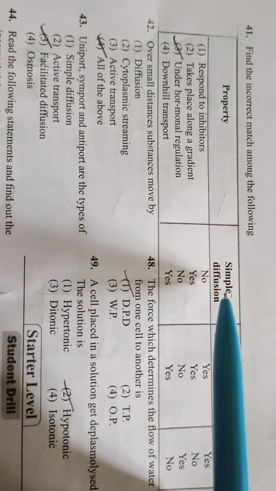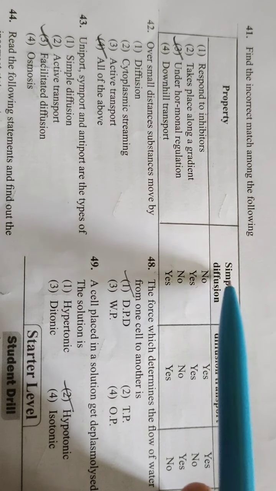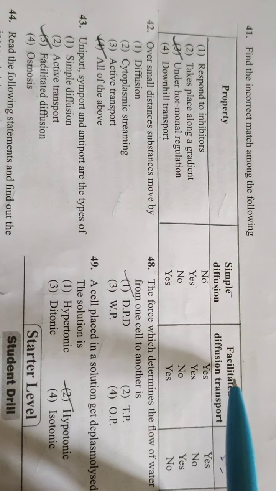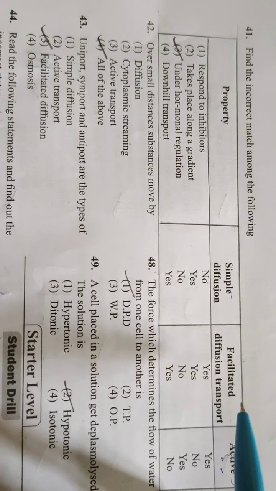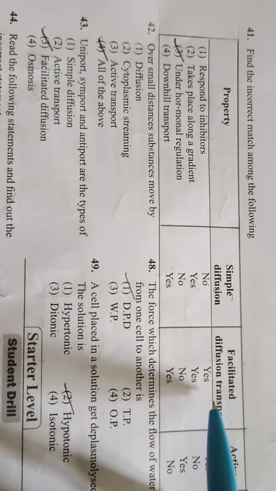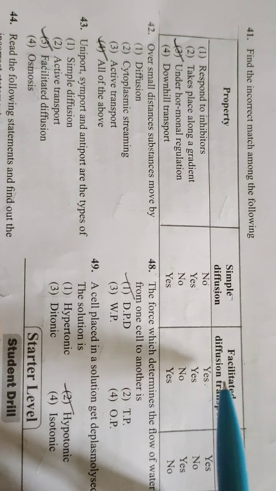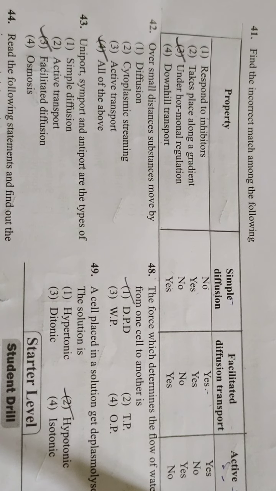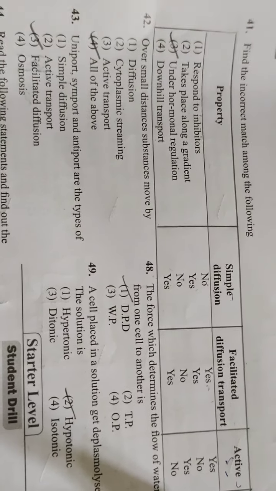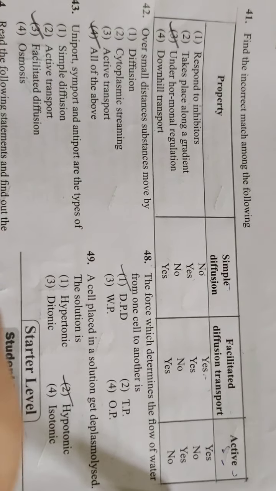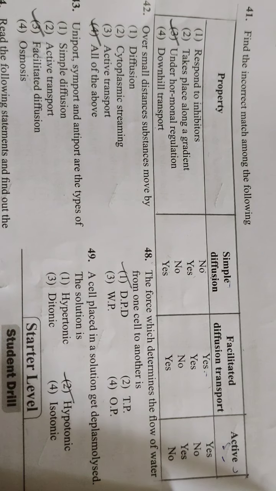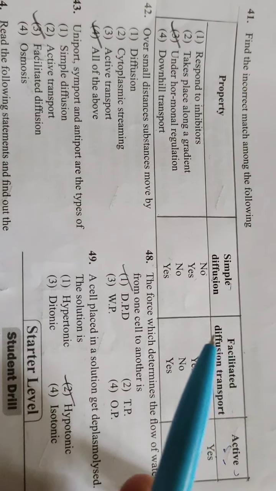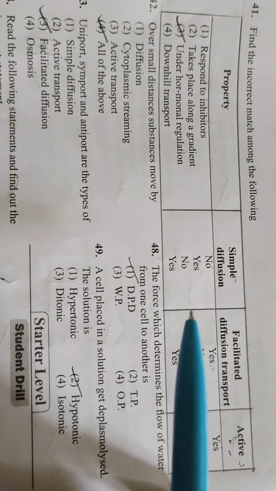Respond to inhibitors. In case of simple diffusion, they will not respond to the inhibitors, and in facilitated diffusion transport, they respond to the inhibitors. Of course, yes, if inhibitors are present they respond, and thus in facilitated diffusion, when the inhibitors are present, it will be lowered. Whereas in active transport also, the membranes respond to the inhibitors. And then next, takes place along the gradient.